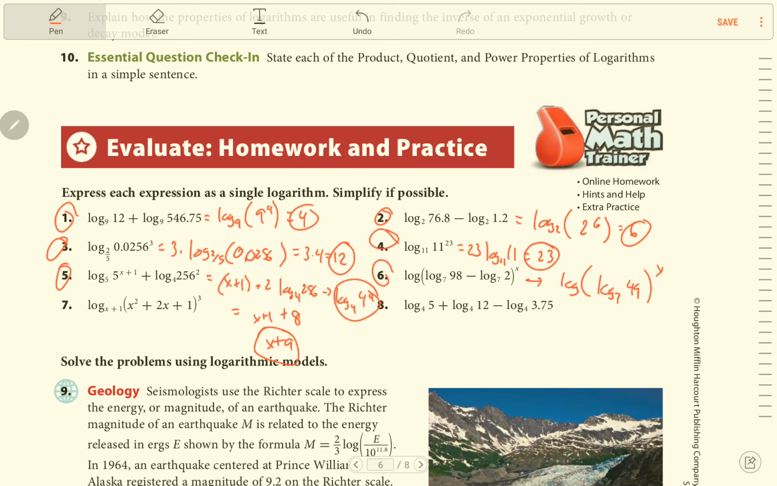Log base 7 of 49, easy. Log base 7 of 49 is 2 because 7 squared is 49, so we get 2. Now this exponent here can come out front, so it's x times log of 2. And then there's no real way to simplify log of 2, because remember log is log base 10, and there's no nice power of 10 that gives us 2. So we actually have to stop here and just say that's our answer, x times the log of 2.